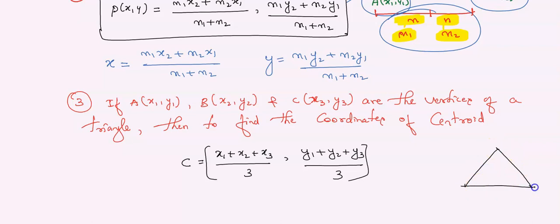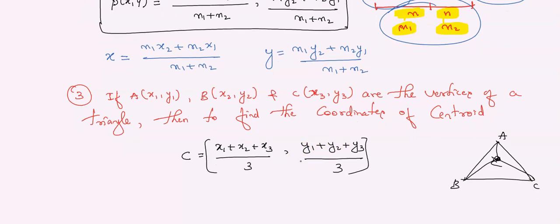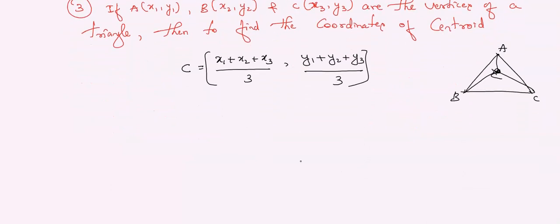If the three vertices of a triangle A, B, C are given, and you want to find the coordinates of the centroid, can you see the picture? Then we use the formula x1 plus x2 plus x3 by 3, y1 plus y2 plus y3 by 3. This is one of the most important formulas which you should not forget. Got it? Good.